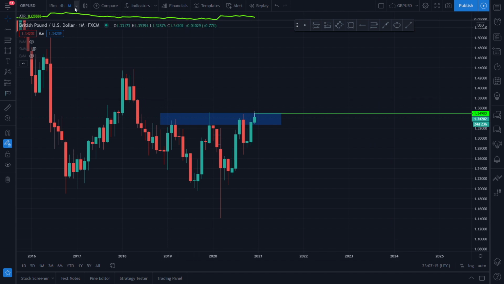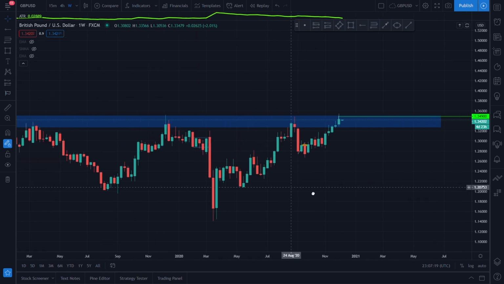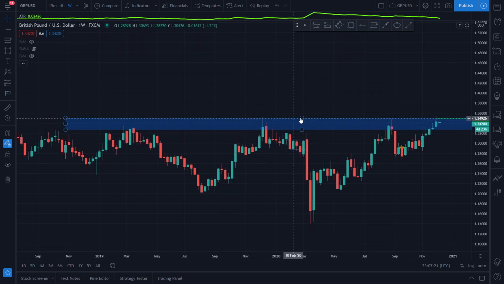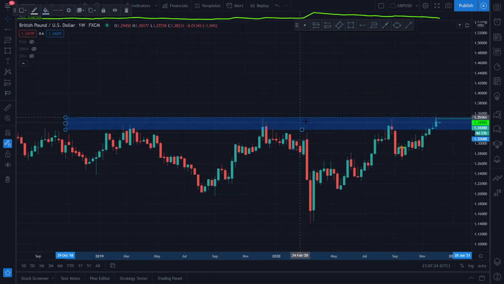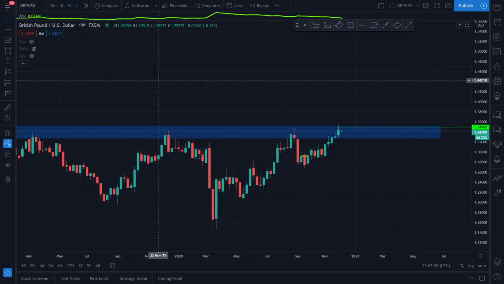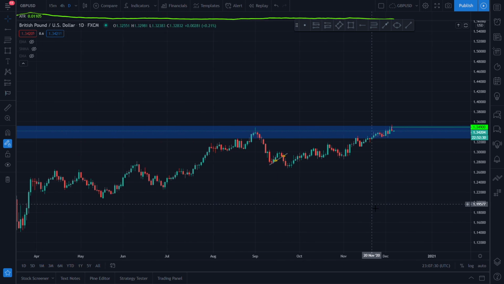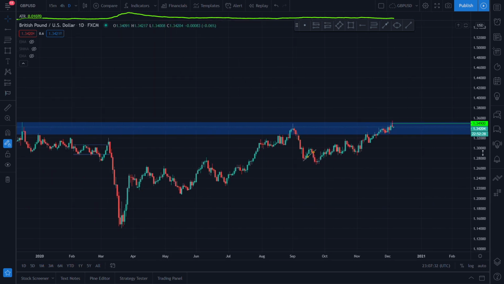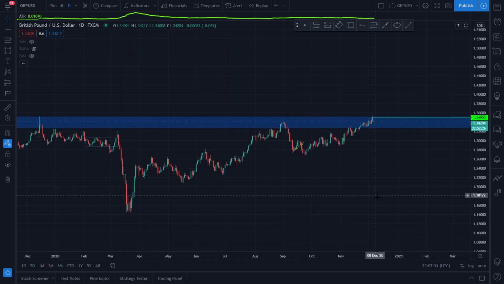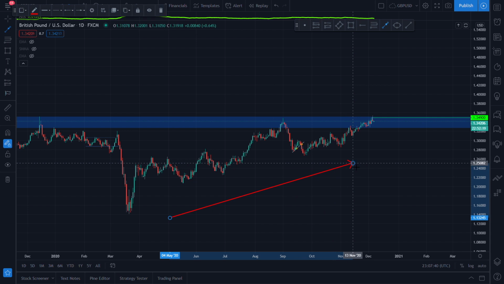Alright, so as soon as I got on the monthly, I went down to the weekly just to adjust my zone here. It looks pretty even, everything looks good. Then we're going to jump to the daily. You always want to confluence your trade, make sure that you know exactly where you are in the market. Okay, so we're in the uptrend right now here.